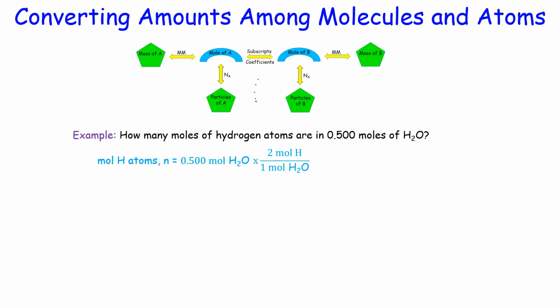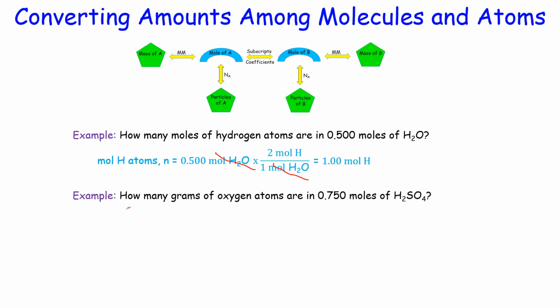Okay. And in the conversion factor, we are going to use the subscripts. 1 mole of water gives 2 moles of hydrogen atoms. The moles of water, you see the unit there, they are cancelled. And now the answer is 1 mole of hydrogen atoms. So 0.5 moles of water molecules gives 1 mole of hydrogen atoms.